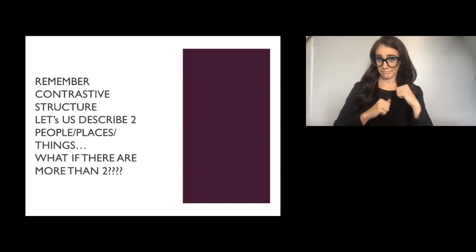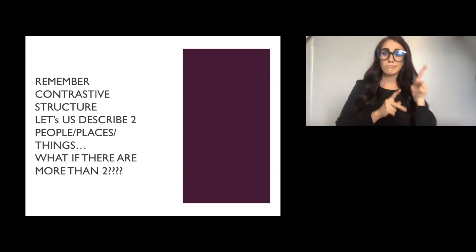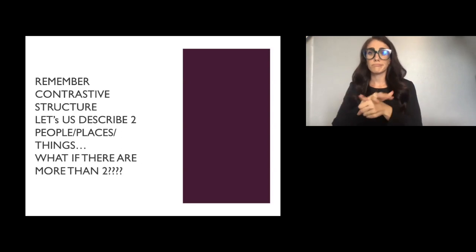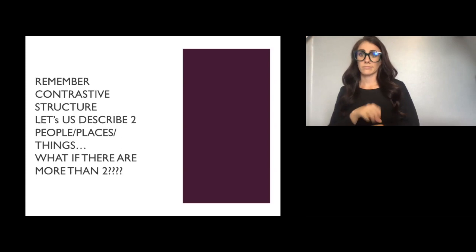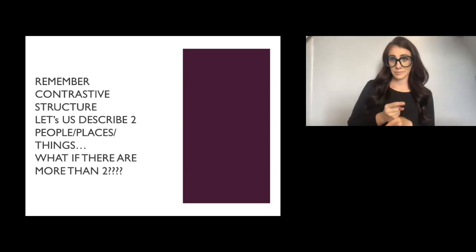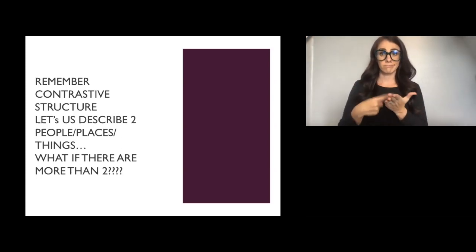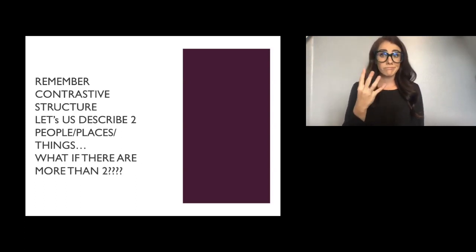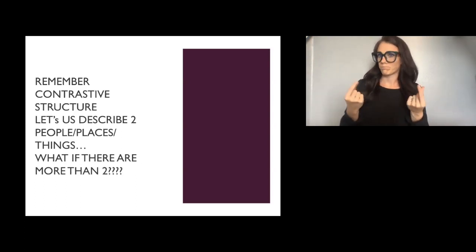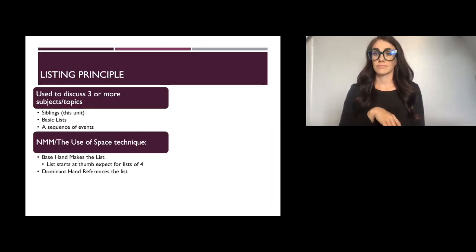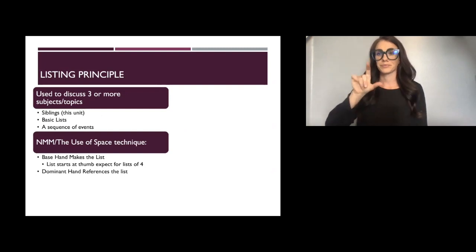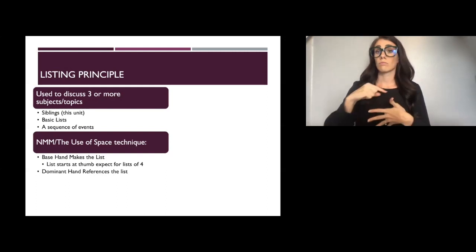So you all have already looked at contrastive structure, and that's for if there are two people, things, or places, and how you can set up one to one side and the other topic to the other side, right? So now we're going to talk about what we do if there are 3, 4, or more things and what we use. So we're going to be talking about something called the listing principle. You'll see it signed like this.